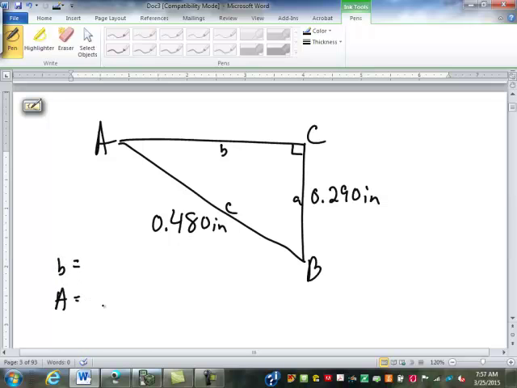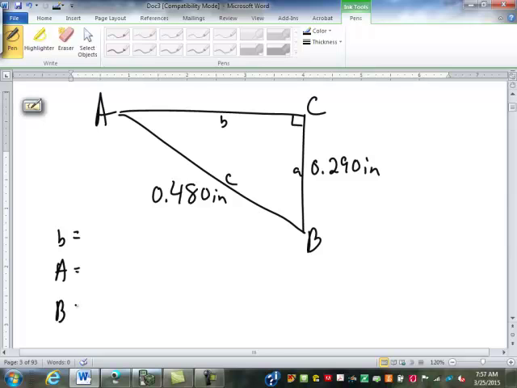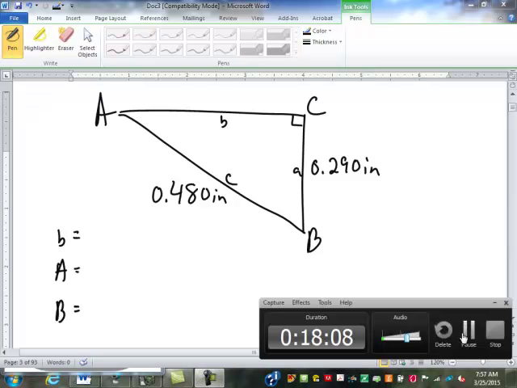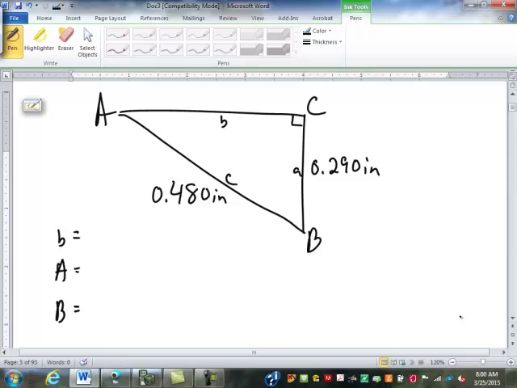So we need to find side B, angle A, and angle B. Now, first of all, to find side B, we could just do A squared plus B squared equals C squared. We'll get back to that. Let's find angle A here first. That's the angle we're looking for.